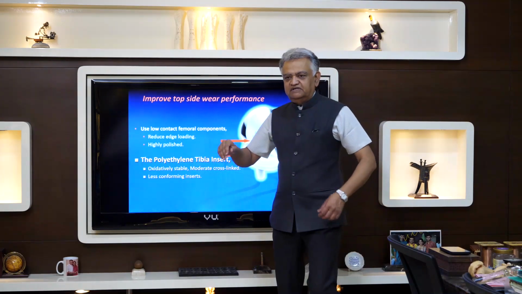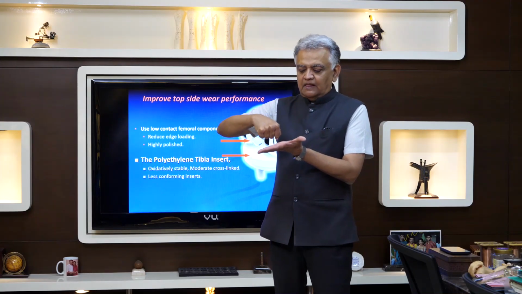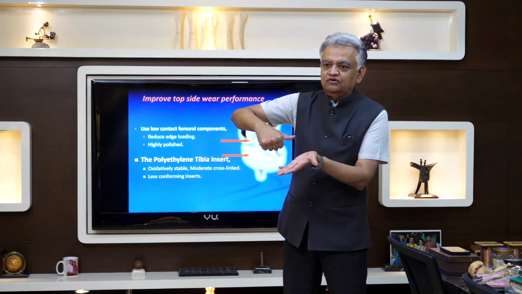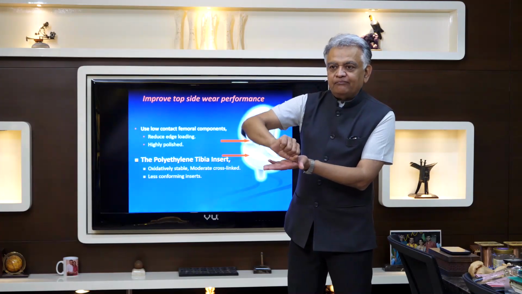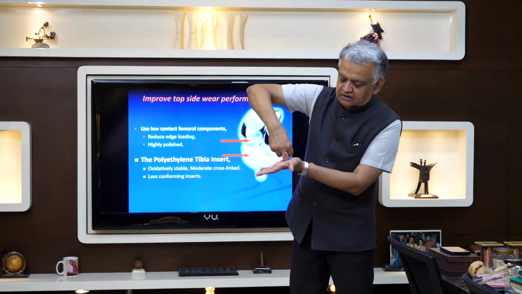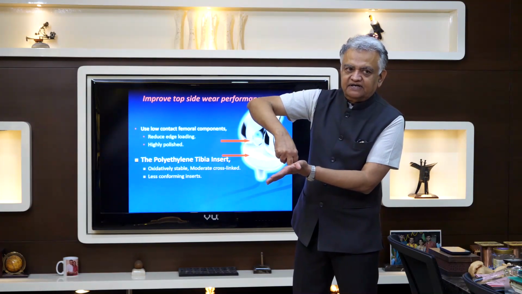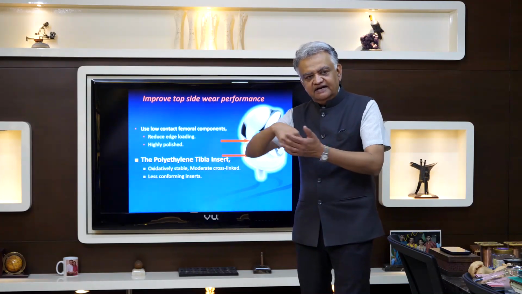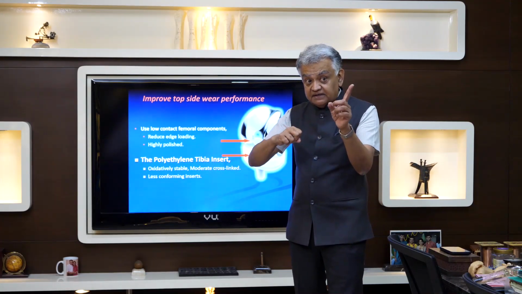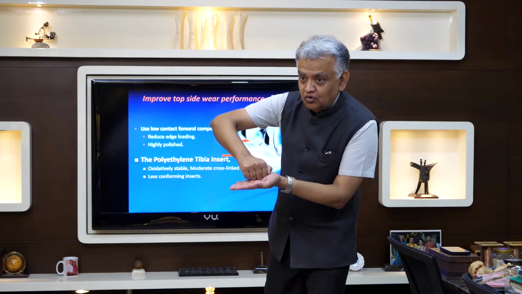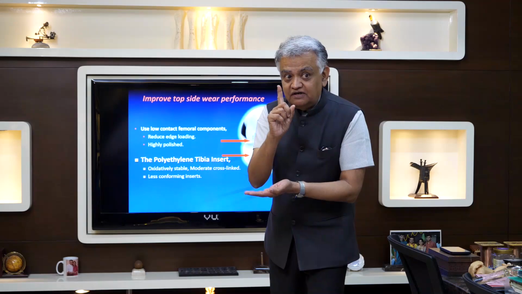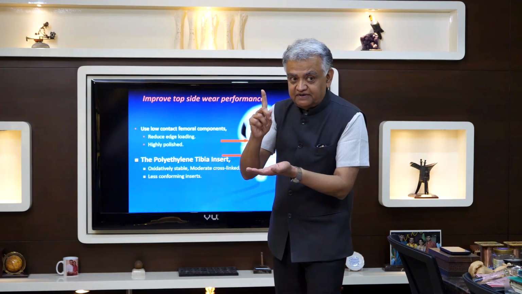What do I mean by this? It's common sense. The higher the contact area between two surfaces, the more the friction; the less the surface area of contact, the less the friction. So abrasive wear is directly related to that. But the more the area of contact, the less the pressure on one unit area, the point pressure.